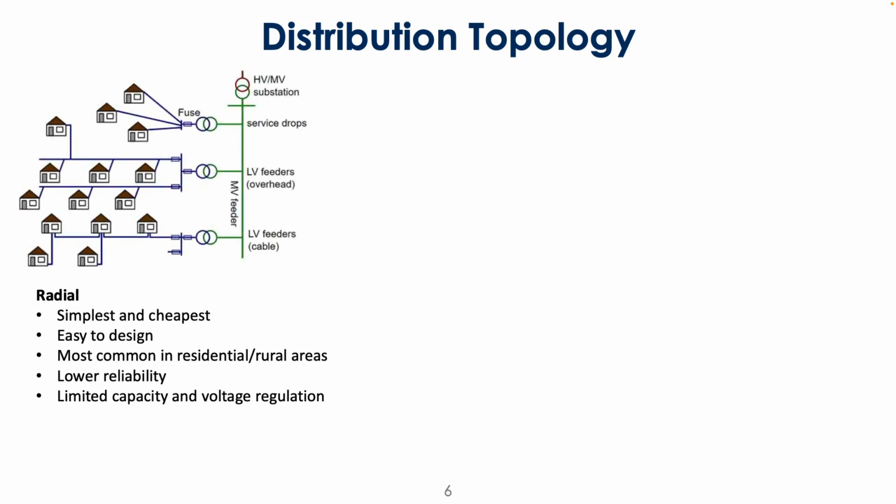All right, so thinking about the topology, or in other words, the way in which the wires are set up in the network, what are some of the ways that they are laid out? The most common example of topology is the radial network. It's the simplest, it's also definitely the cheapest and easy to design.